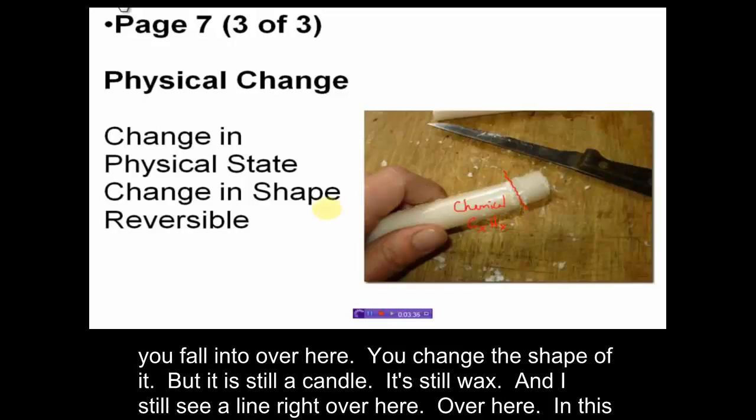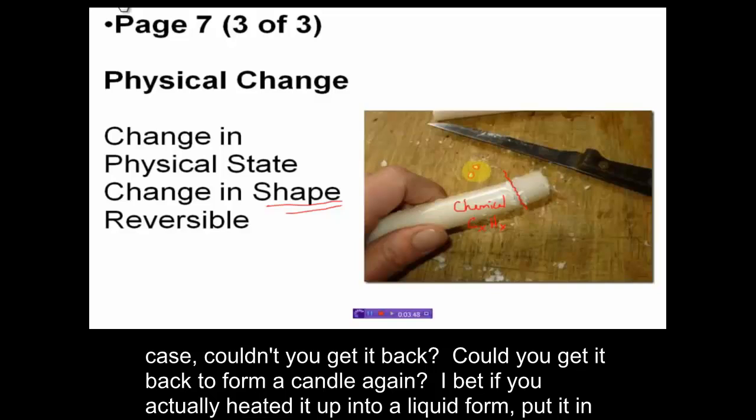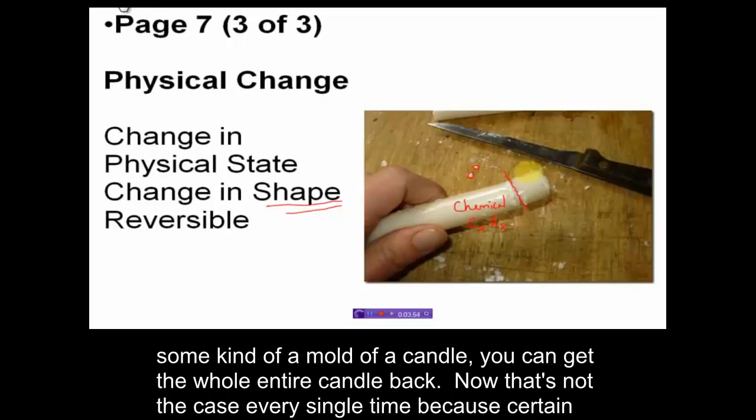So in this case, you fall into over here. You change the shape of it. But it is still candle. It's still wax. And I still see it lying around over here. In this case, could you get it back? Could you get it back to form candle again? I bet if you actually heated it up into a liquid form, put it into some kind of mold of a candle, you can get the whole entire candle back.